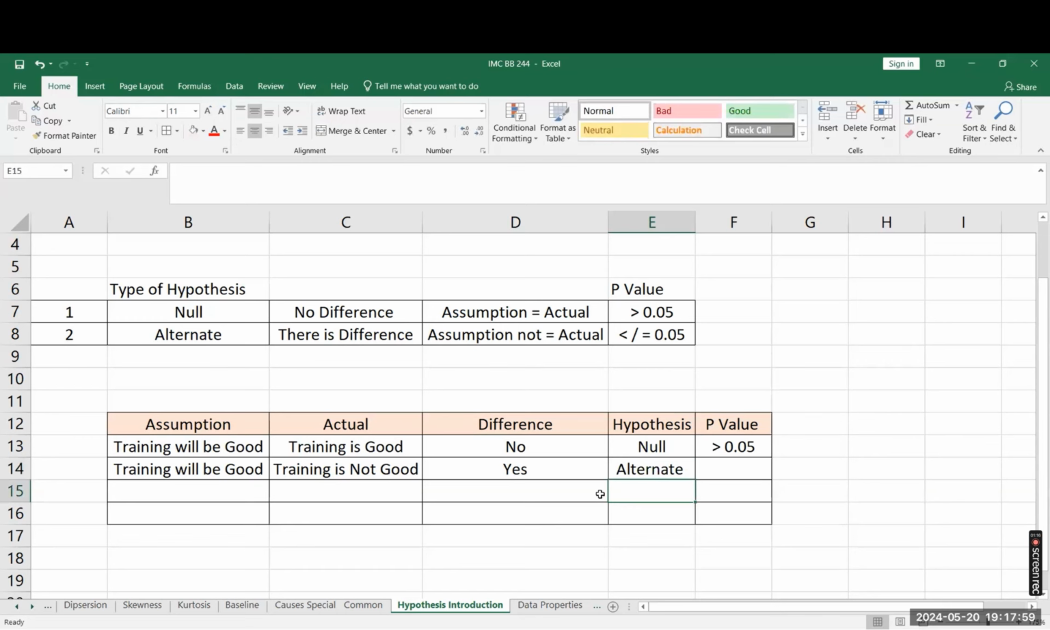And we will say it is null or alternate only when we look at the p-value. In case your p-value is less than or equal to 0.05, then only we'll call this an alternate hypothesis.